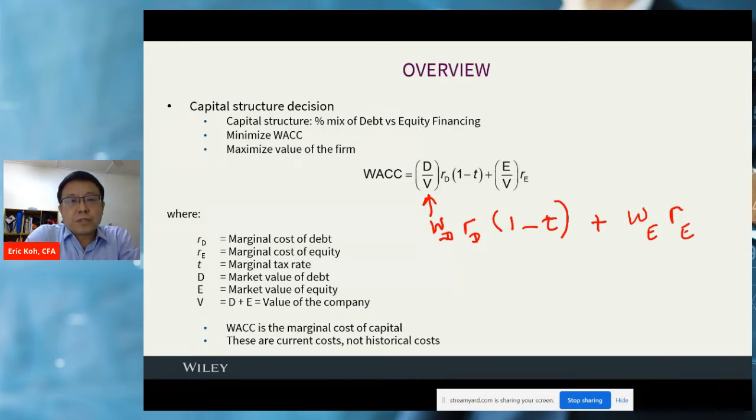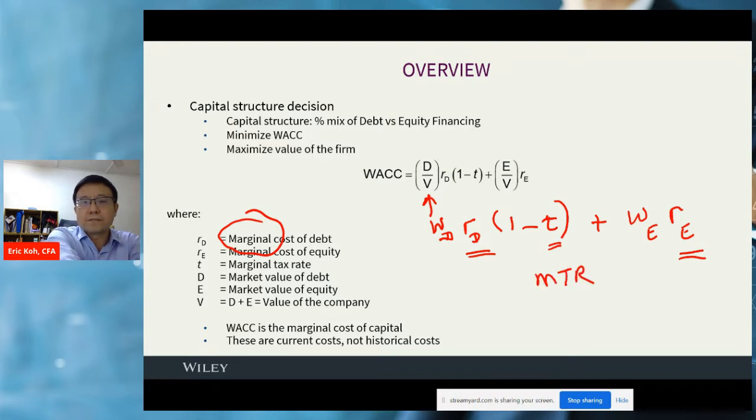You note that the RD and the RE here are in terms of the marginal cost. Similarly, the tax here is also the marginal tax rate. The rest of it is quite self-explanatory. D means the market value of the debt, and E is the market value of equity. The firm's value is essentially the market value of the assets, and hence is the summation of D and E. Right, let's move on.